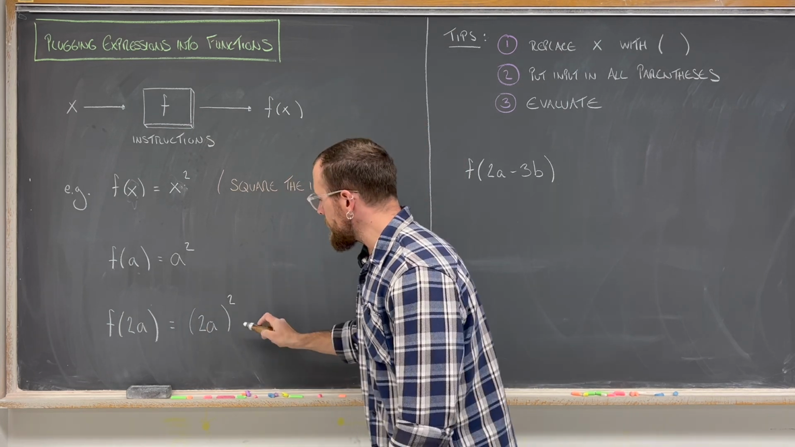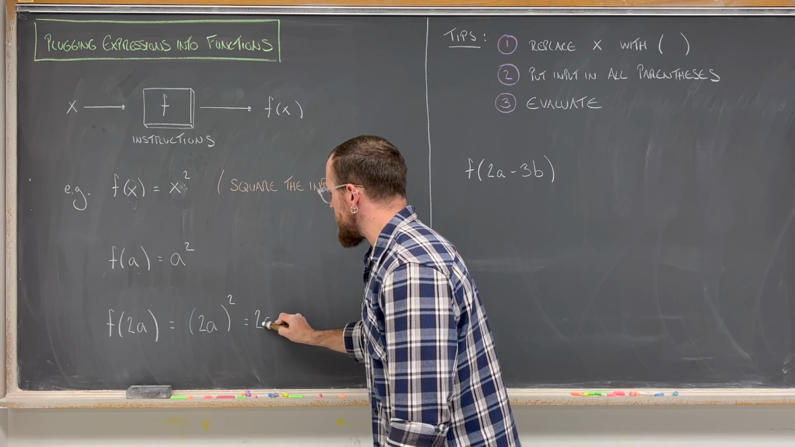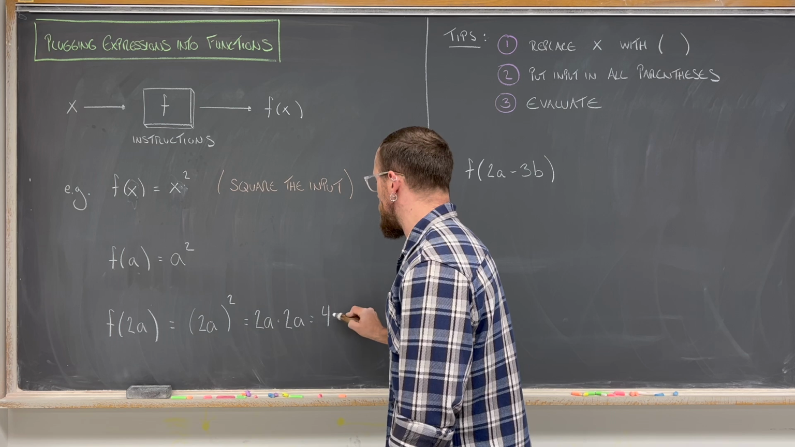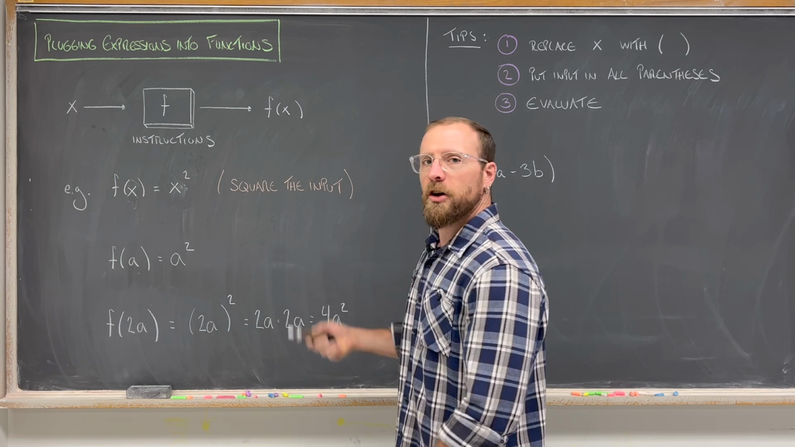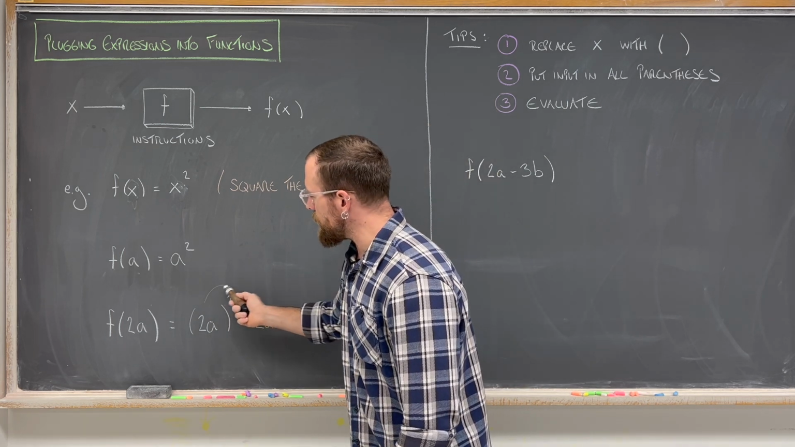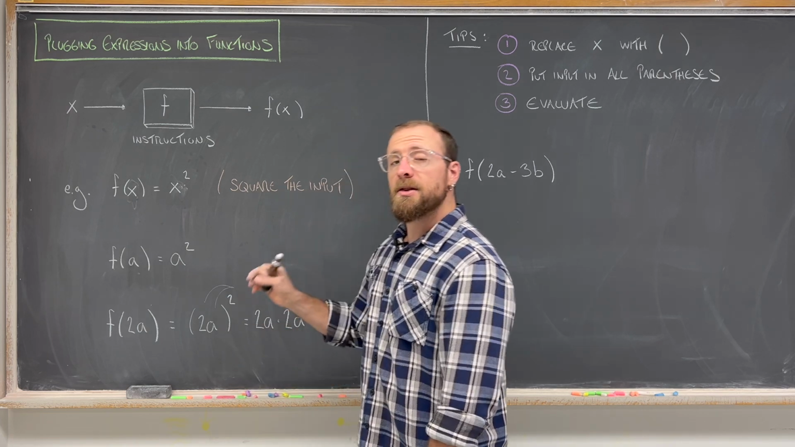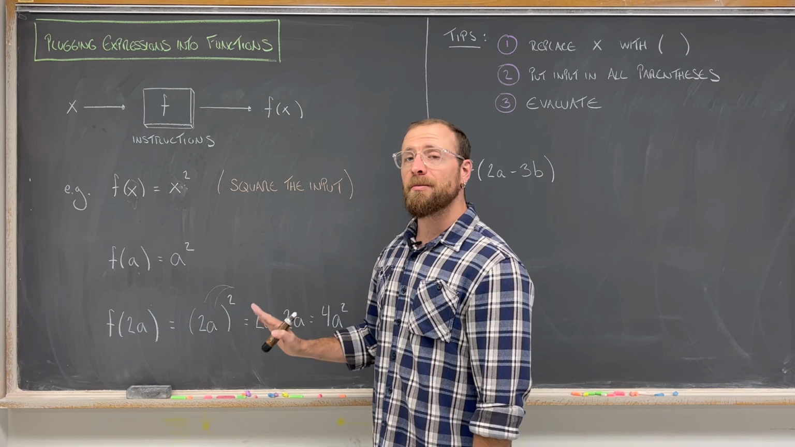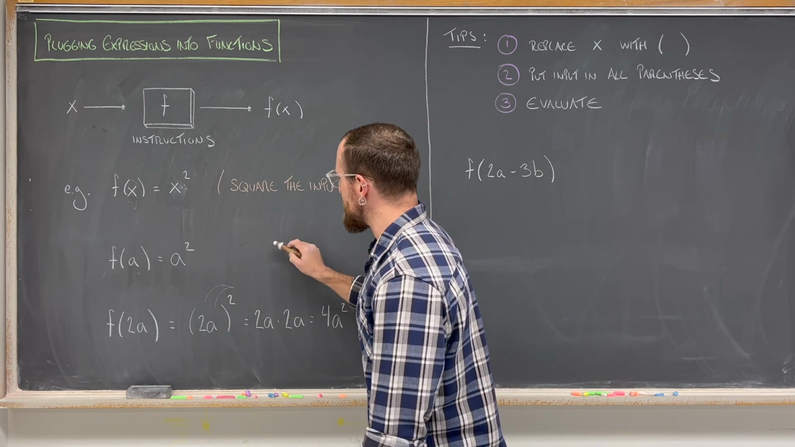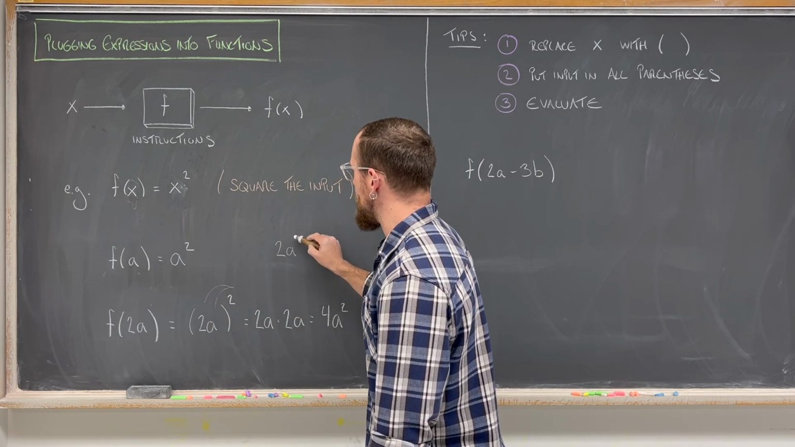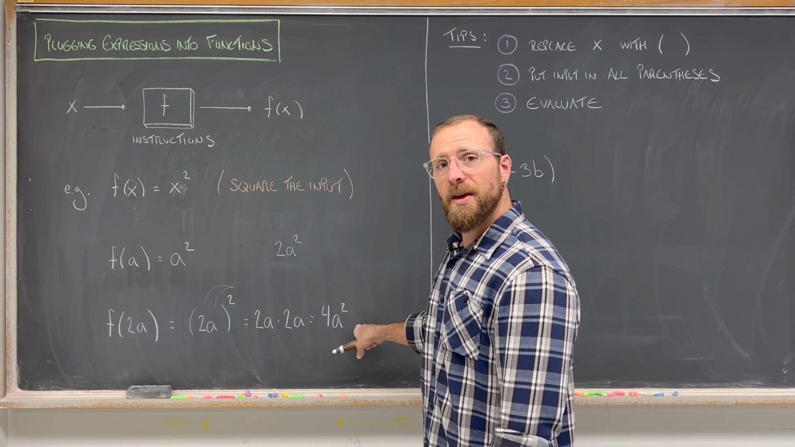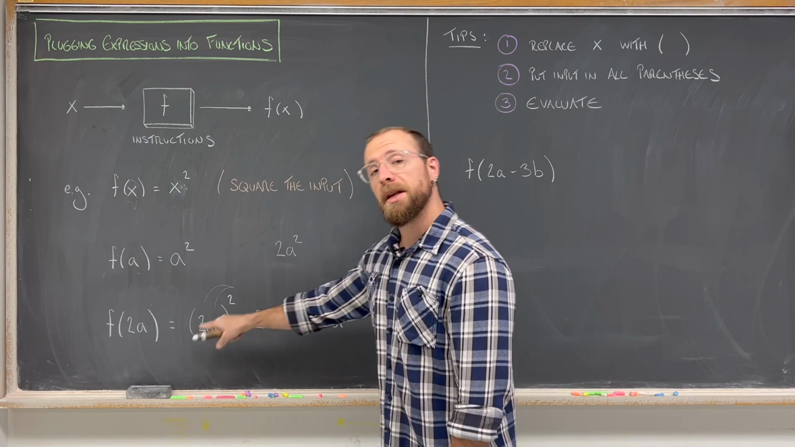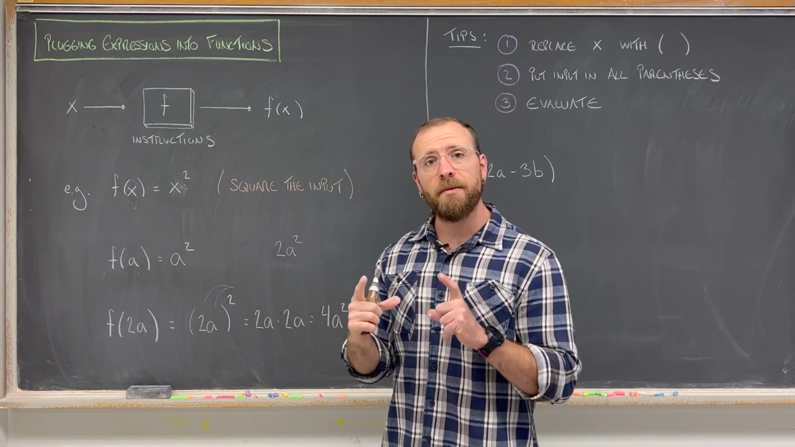2a squared, that's literally 2a times 2a. We know that that's 4a squared. I could have gotten that also by just squaring the 2 and squaring the a. So the point here is that oftentimes parentheses are really important. Had I not put the parentheses down there and just written 2a squared, that is not the same thing as 4a squared. The 2 is not being squared. The 2 needed to be squared. The 2 was part of the input.